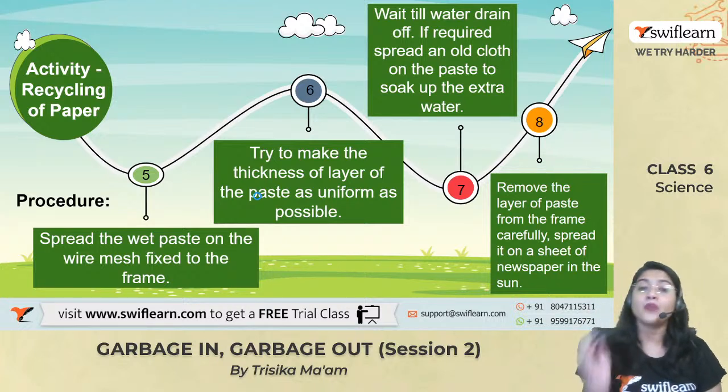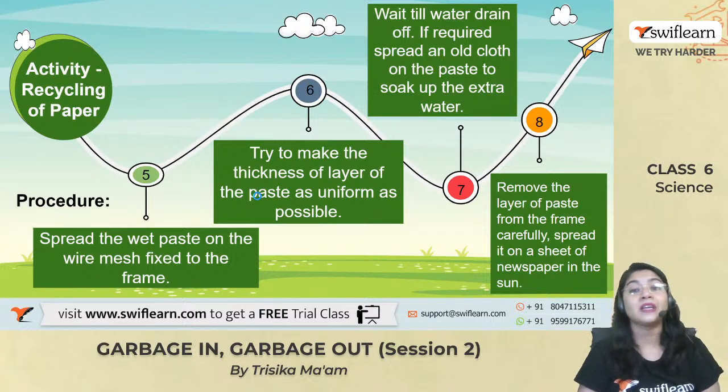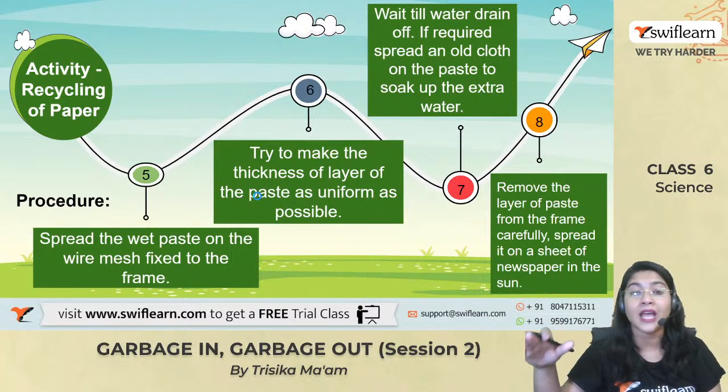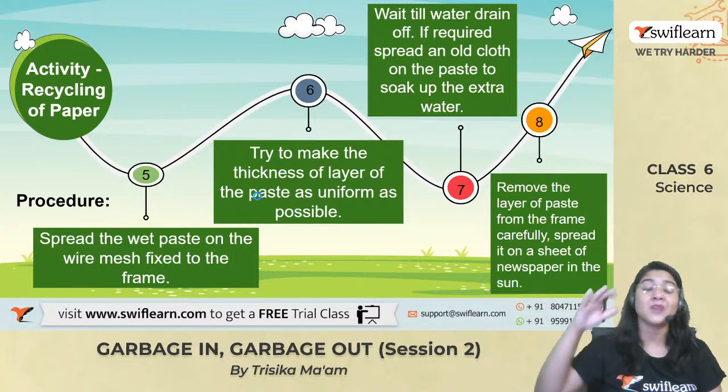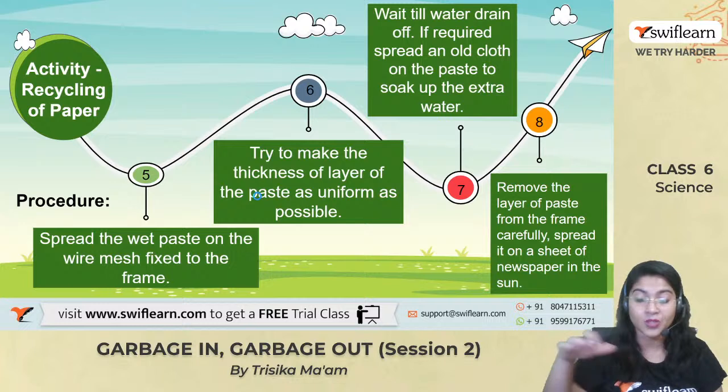Fine. Now try to make the thickness of the layer very uniform so that it will look like a very plain paper. As much as possible, make it very much uniform.